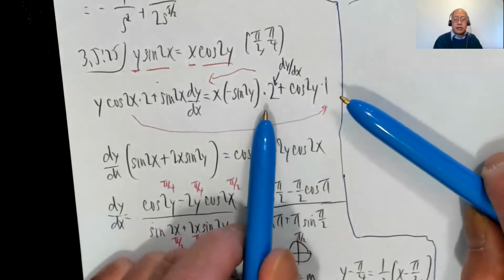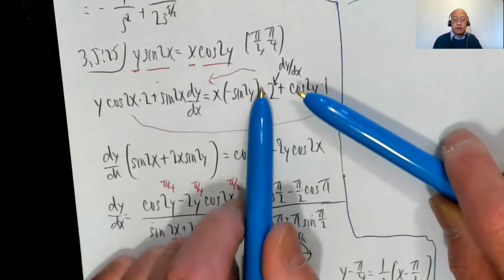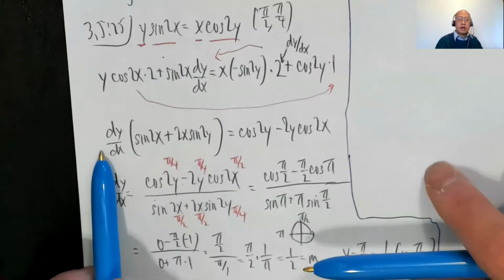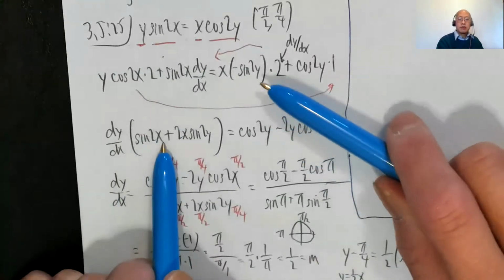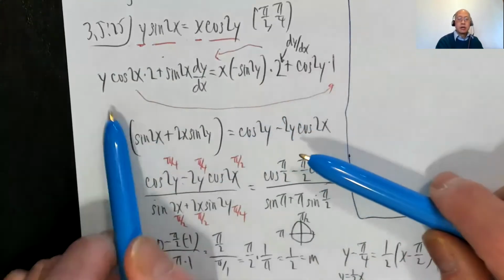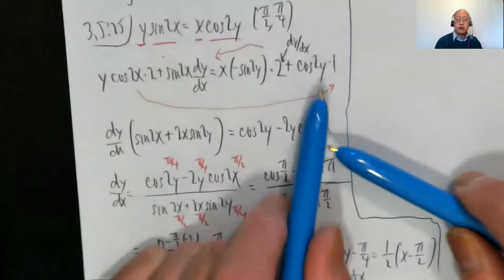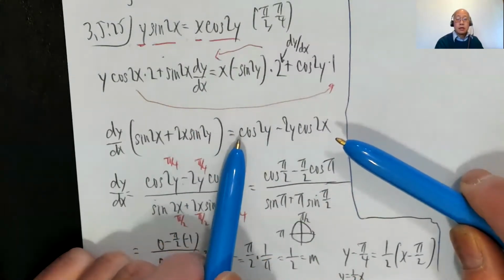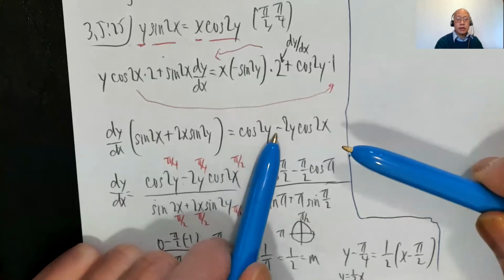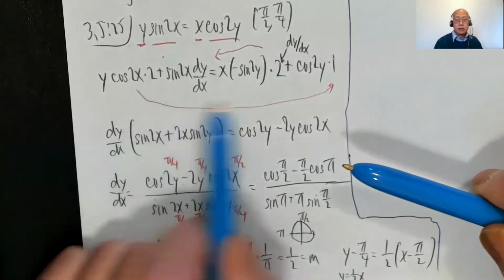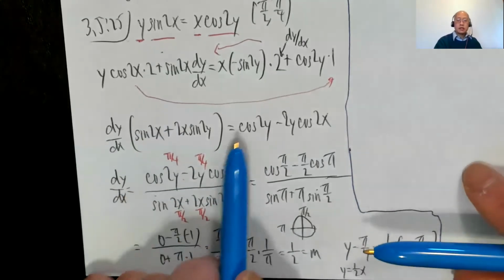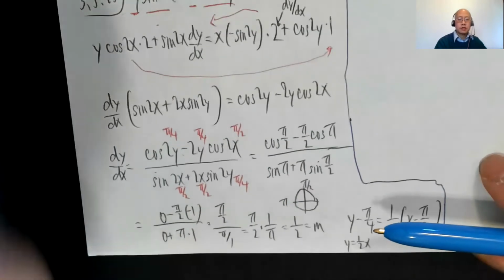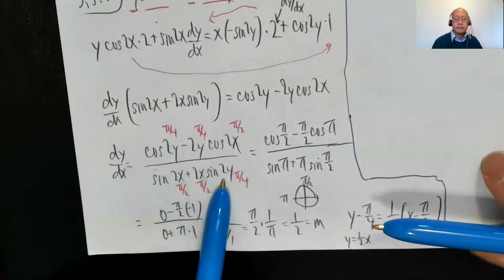Okay, put all the dy dx's together. So I move this one over here and I move this one over here. Factor out the dy dx. Sine 2x plus 2x sine 2y equals cosine of 2y minus 2y cosine 2x. Okay, this comes over here. So dy dx is cosine 2y minus 2y cosine 2x over sine 2x plus 2x sine 2y.